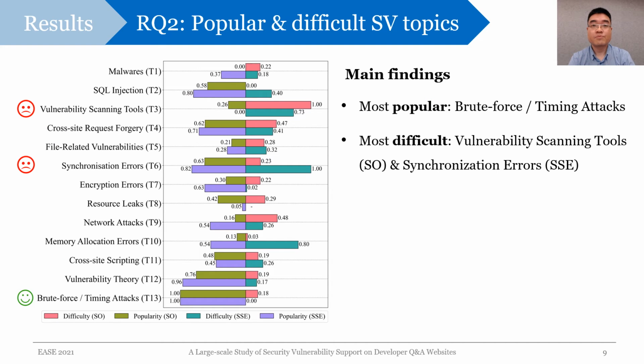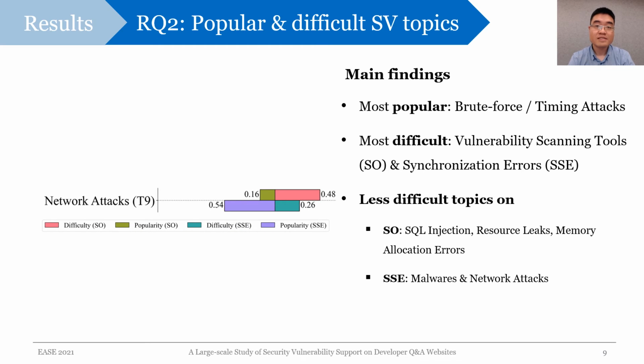Among the topics, brute force timing attacks is the most popular, while vulnerability scanning tools is the most difficult overall. There are some topics that are less difficult on one side than the other. Take network attacks for example. It's not only less difficult, but also more popular on Security Stack Exchange. For these topics, it's better to prefer one side to another to obtain more timely answers.